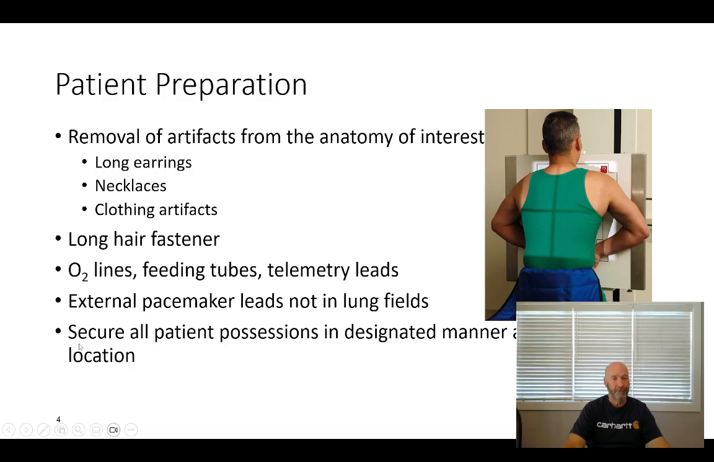And then I've never worked in a hospital where the technologist was responsible for taking the patient's personal belongings and putting them into a designated place or a safe place. I don't recommend that. So what I recommend you do is if the patient takes their earrings off or the rings off, if you're doing hands, and necklaces and things like that, take those and put them maybe in a specimen cup and give them to the patient.